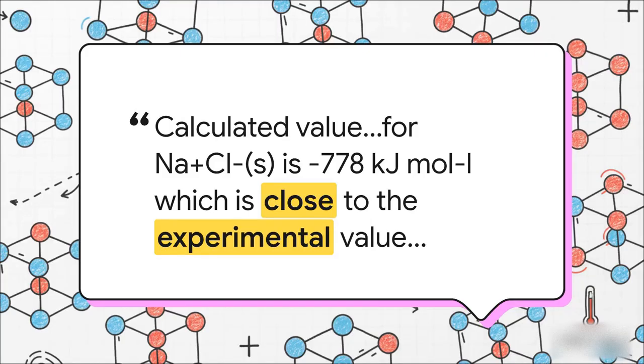But here's the really incredible part. For simple compounds like sodium chloride, where those assumptions are pretty close to being true, the value you calculate with the Born-Lande equation is remarkably close to the actual experimental value. I mean, look at that, -778 versus the real value. That's fantastic agreement. It tells us that this model, even with its simplifications, does a brilliant job of capturing the fundamental physics of ionic bonding.